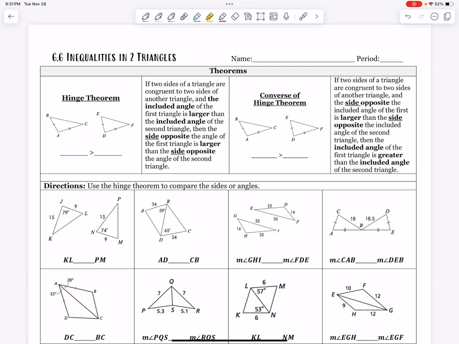Hello everyone, and welcome to our lesson on 6.6, which is about inequalities in two triangles. Our last lesson was inequalities in one triangle, where we compared the sides and angles to each other. Now we're going to do that, but we're going to do it across two triangles.